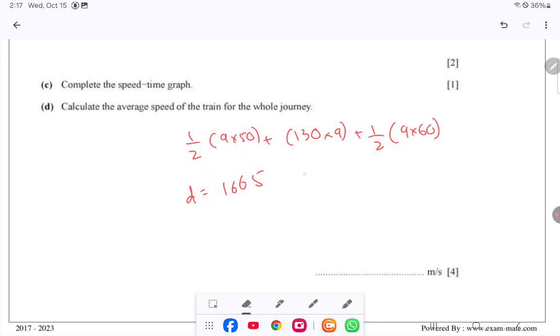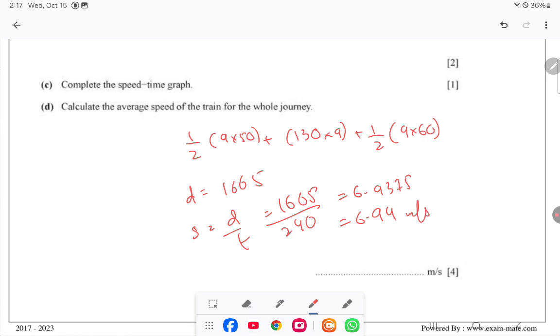So we consider our area under the curve as our distance. Now for the speed, s is equal to d over t. This is our distance, which is the area under the curve, divided by the time, and 6.9375 or 6.94 meter per second will be our average speed of the train.